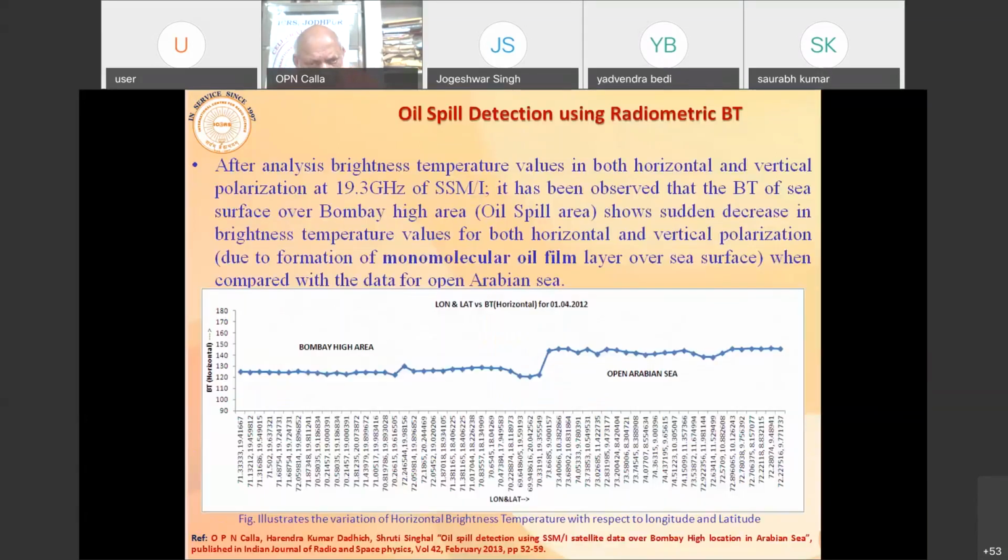In this one, we have plotted a graph using the satellite data at 19.3 gigahertz SSMI. You see here is open region C, top of micro temperature in Bombay High. In the Bombay High area you have oil spill, whereas there is no oil spill in this area. It gives you higher temperature as compared to the other. So there you can plot or generate the database where oil spill is there on this type of information.